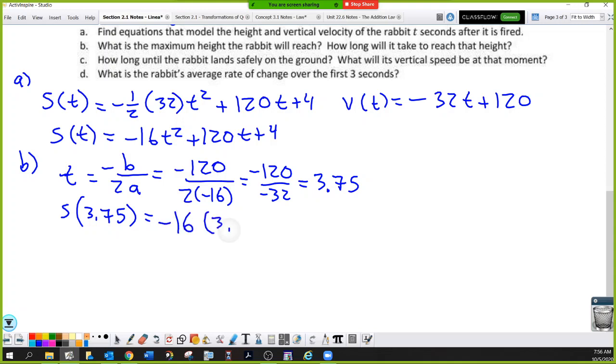Negative 16 times 3.75 squared. Make sure you use your parentheses when you're typing this on your calculator, because it will follow PEMDAS for you if you use parentheses. And that comes out to 229 feet.